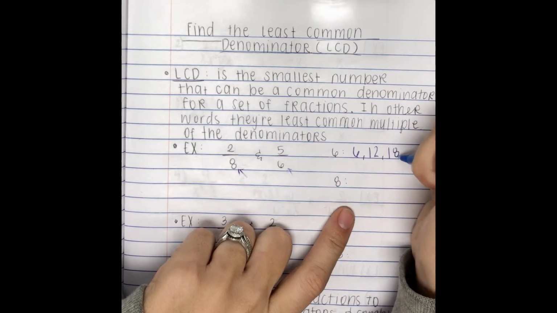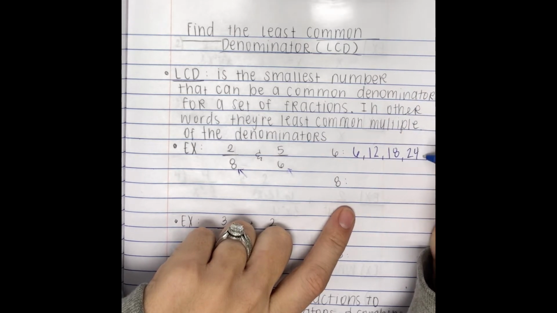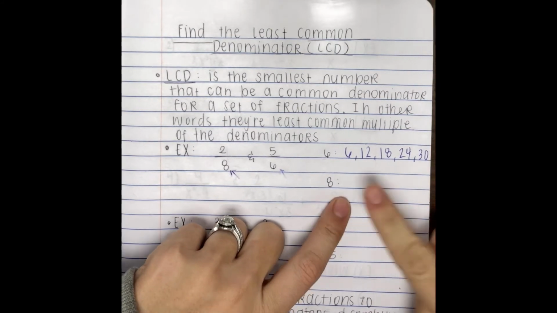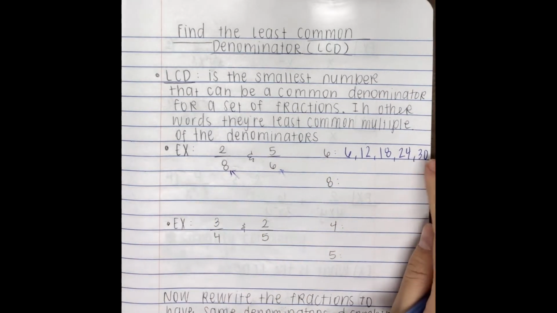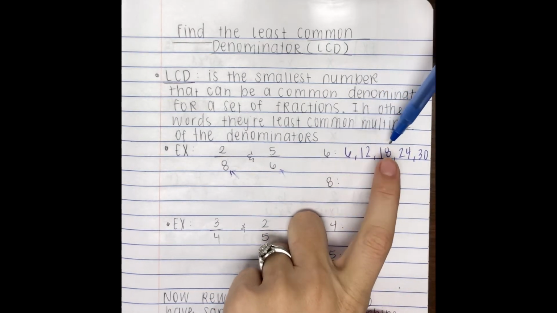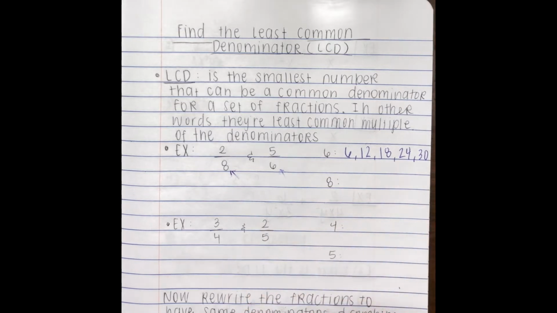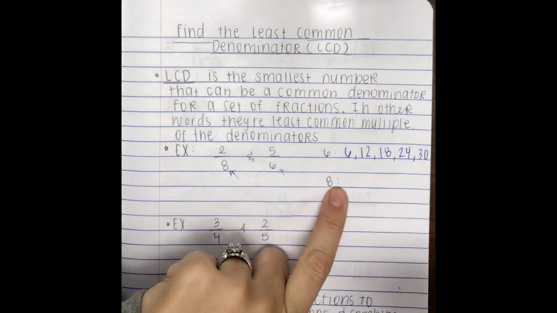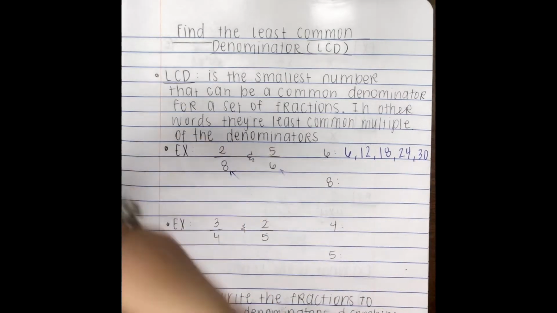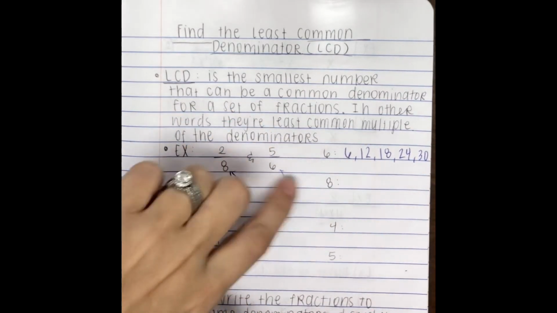12, 18, 24, and 30. Okay, those are a few of the multiples of 6. Multiples meaning 1 times 6 is 6, 2 times 6 is 12, 3 times 6 is 18, and so on. For 8, I'm going to go until I get one of these numbers, or if I don't get one of those numbers, I'll have to keep going for both, right?